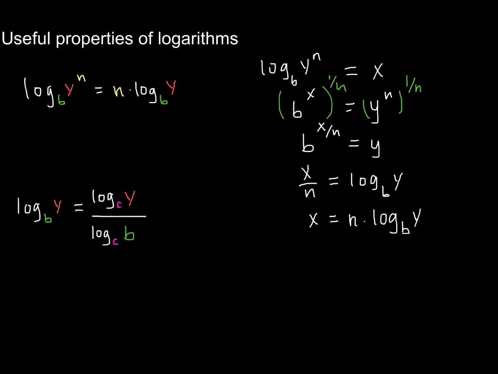So notice that I started out by saying I have log base b of y to the n, and that's equal to some arbitrary value x, and I can go through and manipulate it using the properties of exponents and logs so that I actually can also find that x is also equivalent to n times log base b of y, meaning that these two things, since they're both equal to x, are equal to one another. And so if I have an argument where I have something raised to a power, I can rewrite the logarithm with the power written outside or multiplying the logarithm.